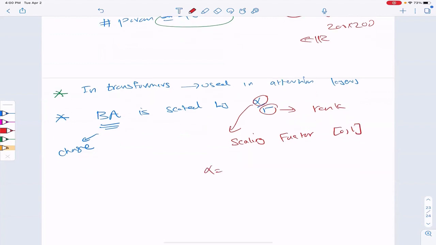So if alpha is 0, it means the effect of B times A, the effect of fine-tuning, is like nothing, right? Because you multiply it with 0. You always recover your original model.